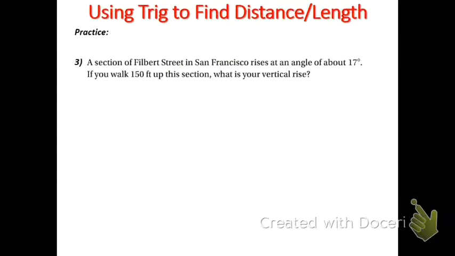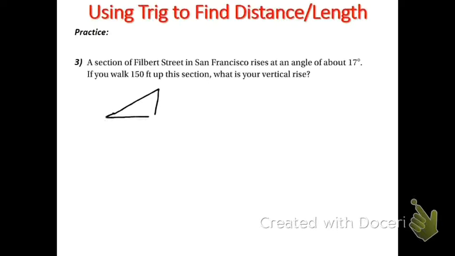A section of Filbert Street in San Francisco rises at an angle of about 17 degrees. If you walk 150 feet up this section, what is your vertical rise? So the first thing we want to do is sketch a picture of our triangle, because we're still in a trig section of the chapter, so it's got to be a right triangle.